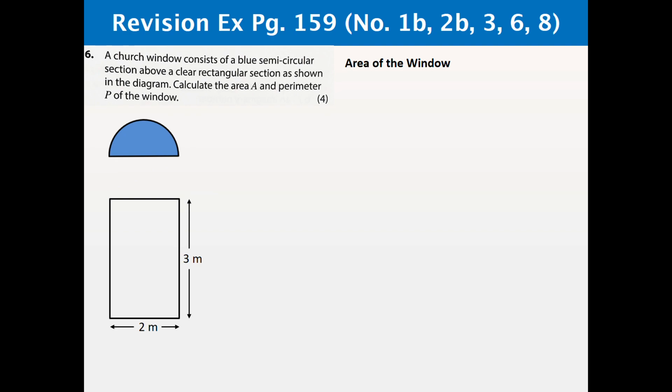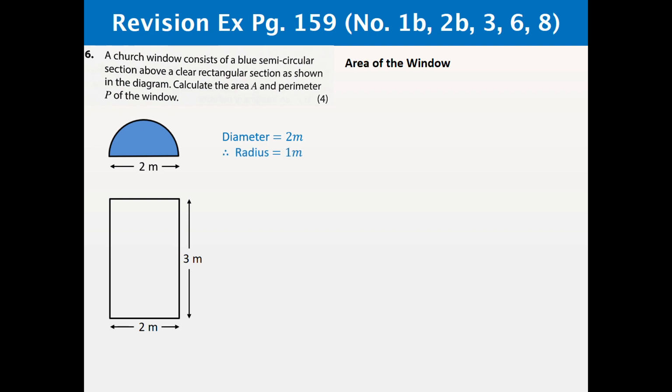I know that this part is a semicircle, so the diameter is equal to 2 meters, because it's the same as that length of the rectangle. So this length of the rectangle is 2, which means that this part of the semicircle must also be 2. So if my diameter is equal to 2, the radius will be half of that. So you should have found your radius to be 1.